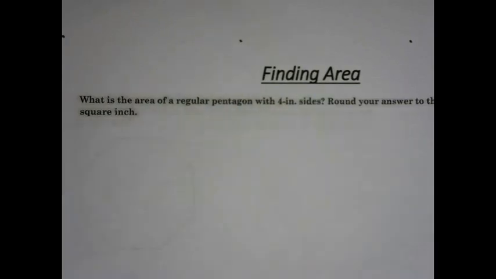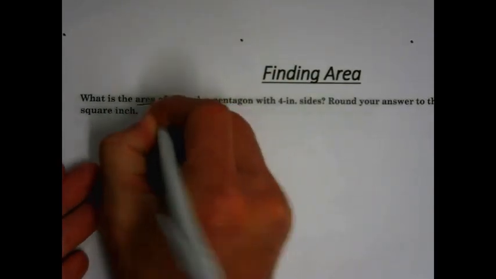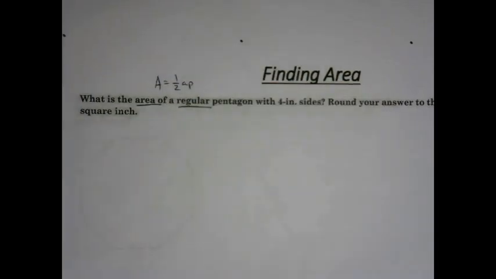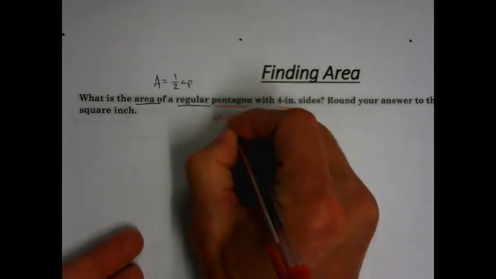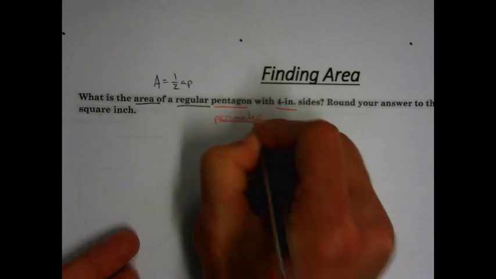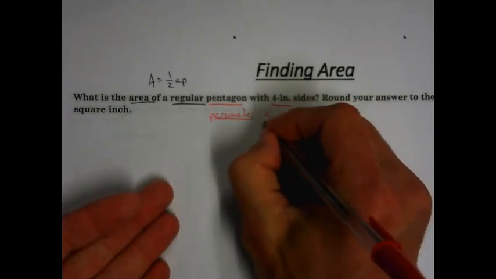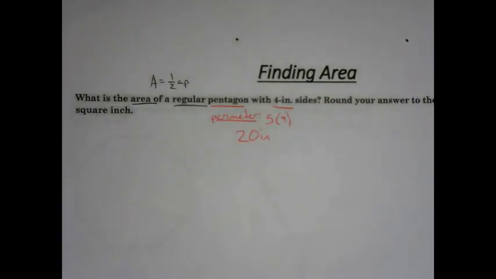Round our answer to the nearest square inch. This is how this works. We have regular area. That means we are working with 1/2 the apothem times the perimeter. We have a pentagon with 4-inch sides, which means we know what the perimeter is. So hopefully you are calculating perimeter right now. Pentagon is 5 sides. 5 times 4 is 20 inches.